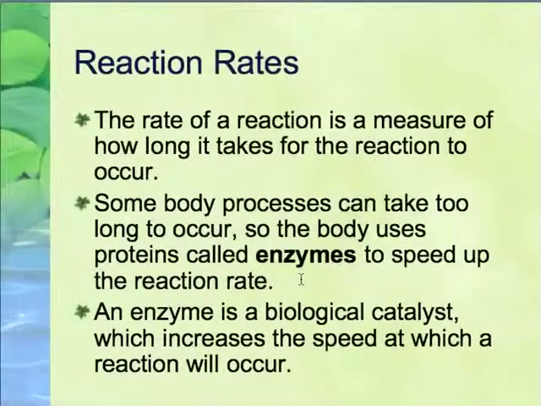Those are all rates. And in biochemistry and in enzymes, we start talking about reaction rates, which is obviously how long it takes a reaction to occur. Now, there are some body processes that simply take too long to happen. So your body uses proteins called enzymes to speed up the reaction rate. In other words, we make these reactions happen faster, which is what a catalyst does. And after all, enzymes are just biological catalysts that increase the speed at which a reaction will occur.